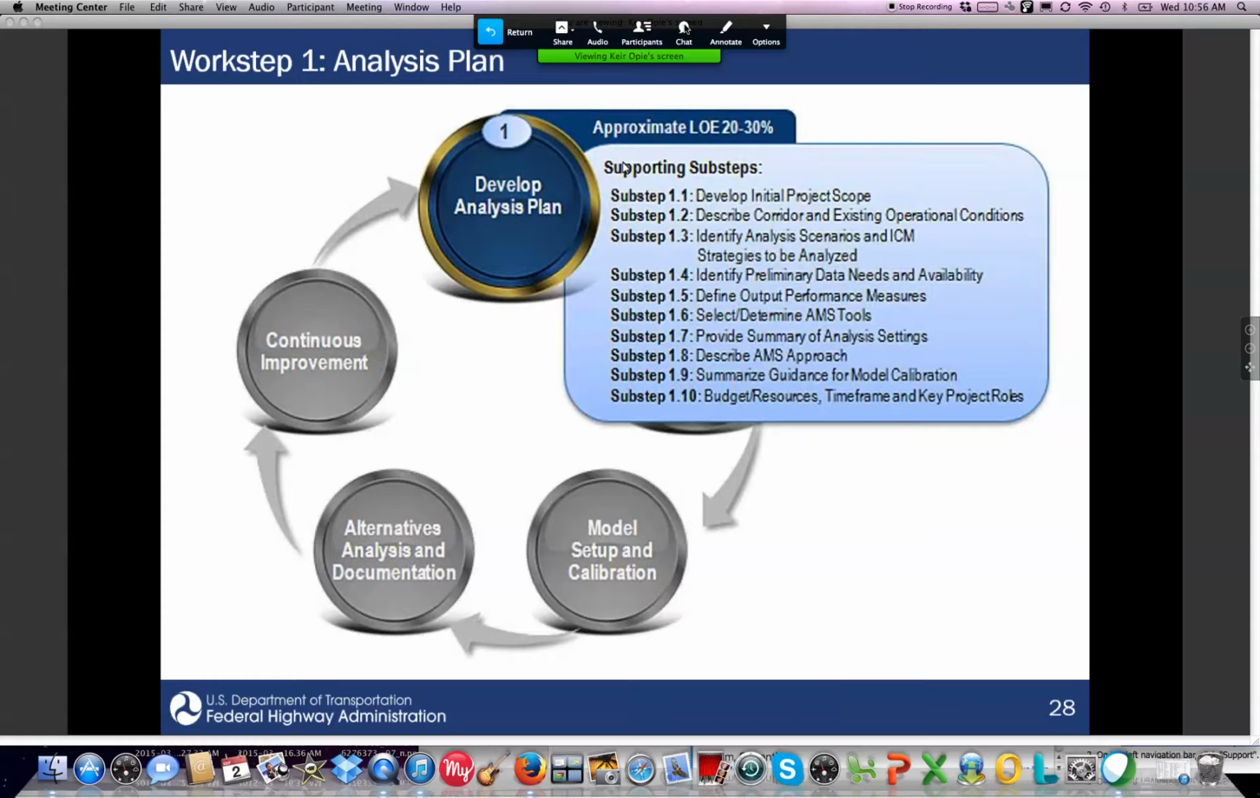All of these things together will help lay the framework, lay out the plan for you to move forward with. And doing a good plan up front is critical to make sure that you don't make mistakes down the road.